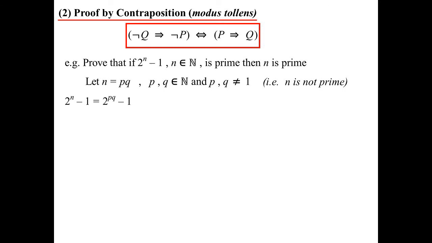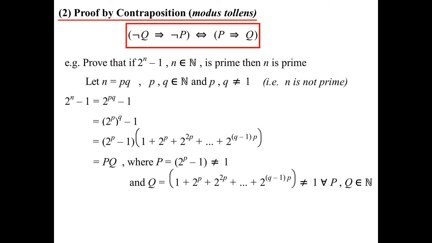It's not prime, because it's made up of 2 prime numbers. Now, 2 to the power of n minus 1, I can now rewrite as 2 to the power of pq minus 1, just playing with my index laws. So 2 to the power of p, all of that, to the power of q, minus 1. Now, do you remember our factorisation, a to the power of n minus b to the power of n? That's what I'm using here. So in the first parentheses we have 2 to the power of p minus 1. In the second one, I'd have 1 plus 2 to the power of p plus 2 to the power of 2p, and the powers are going up, and the last one would be whatever q minus 1 times p is. So it equals p times q.